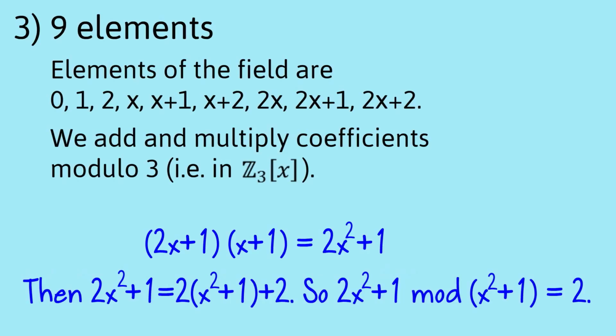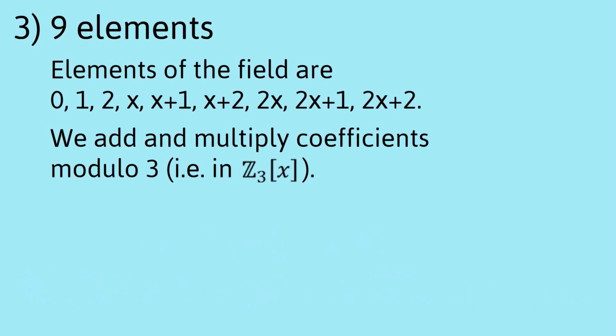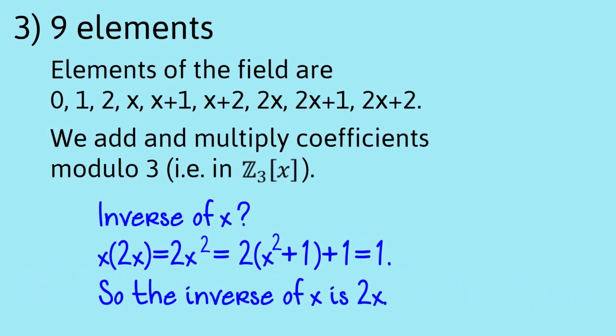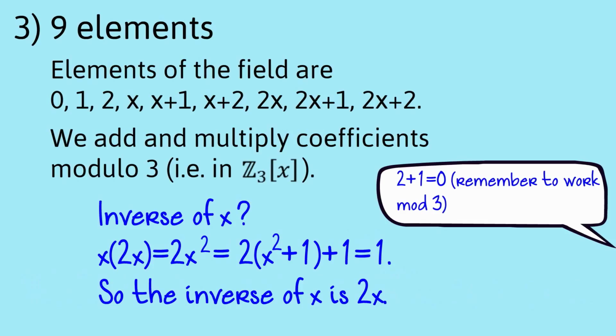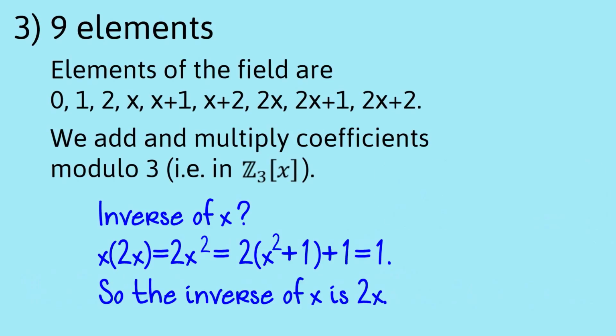So for example, if you try out x, what's the inverse of x? Well, x times 2x equals 2x squared, which is equal to 2 times (x squared plus 1) plus 1. So when we look at the remainder of that, modulo x squared plus 1, we see that we just end up with 1. So x times 2x equals 1. So the inverse of x is 2x. So x does have an inverse.